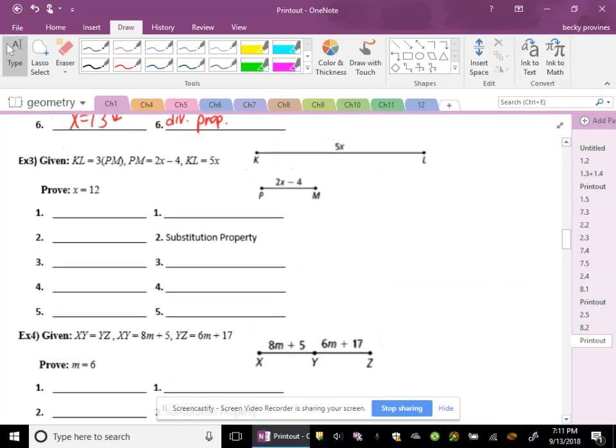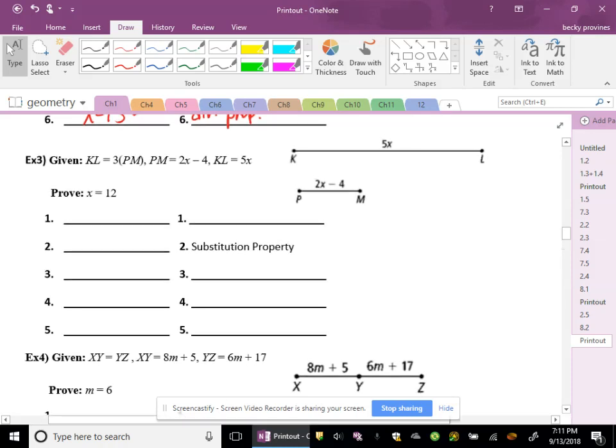Okay, for number 3, we have a bunch of given information. We have a proof statement, so hopefully you know where to put all of this. I'm going to see if I can cram all this on here. My pen's not super tiny. So I'm writing all my given information in the blank, and I'm going to take my proof statement and write that in. And since it's my first step, I can say given.